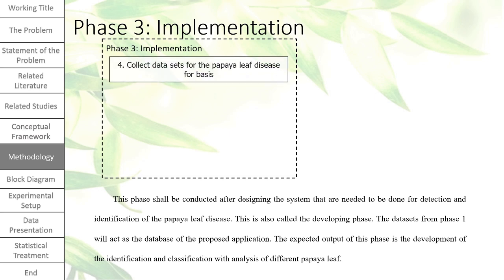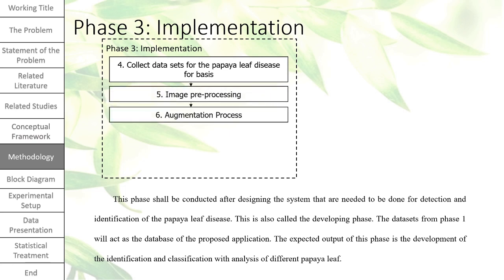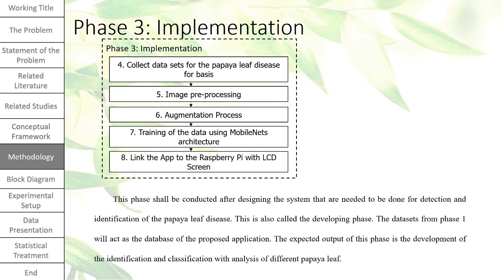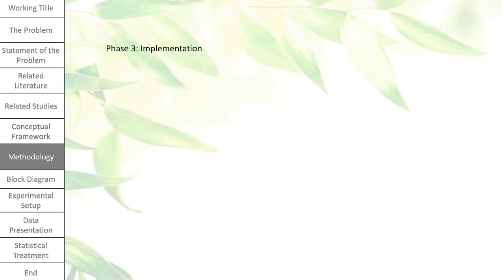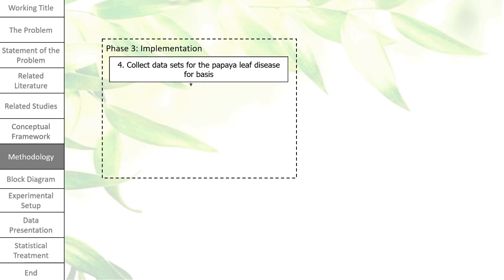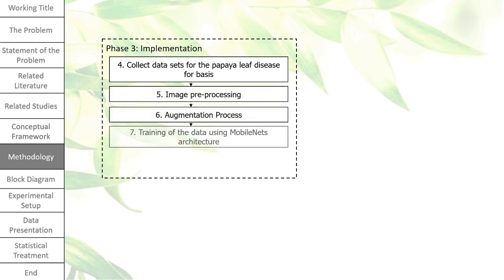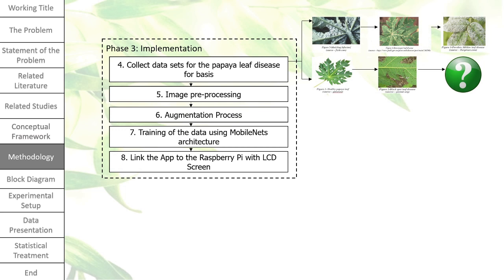In phase 3, we have step 4, which is to collect datasets for the papaya leaf diseases for basis, image pre-processing, augmentation process, training of the dataset using MobileNets architecture, and to link the application to the Raspberry Pi with LCD screen. To be more specific, for step number 4, to collect datasets for the papaya leaf disease for basis, we have the following as our datasets: mealybug infection, brown leaf disease, powdery mildew leaf disease, healthy papaya leaf, black spot leaf disease, and also the unknown disease.